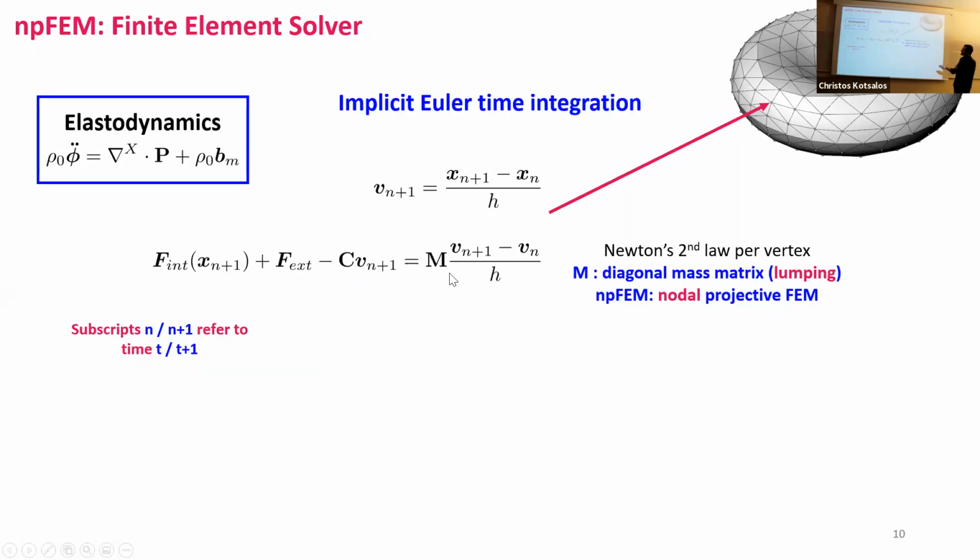So the mass matrix here, M, is a diagonal matrix, because what we are doing, we are lumping the mass of the whole body into the vertices of the discretized body. So NPFM stands for nodal projected finite elements method, and this nodal part comes from the mass lumping. The projective part, I'm going to discuss about it a little bit later.